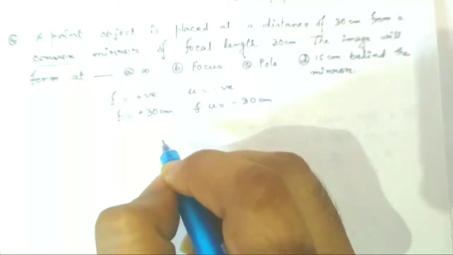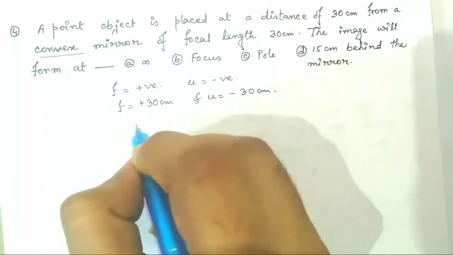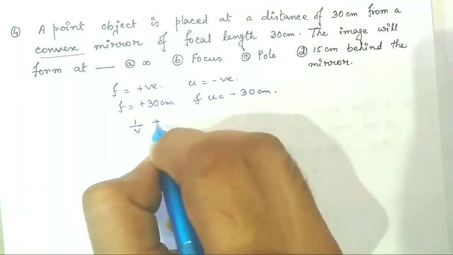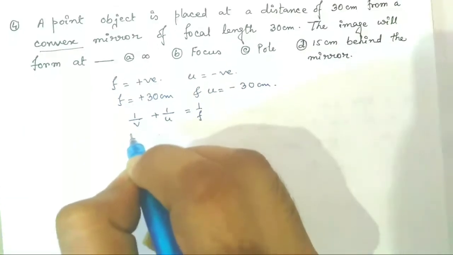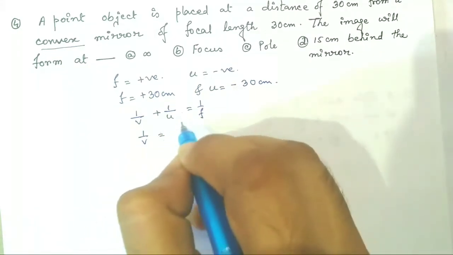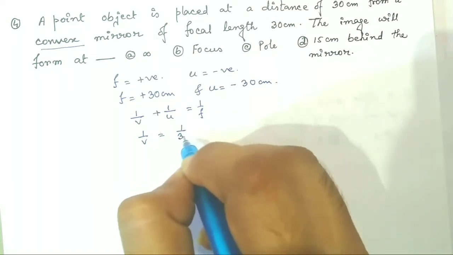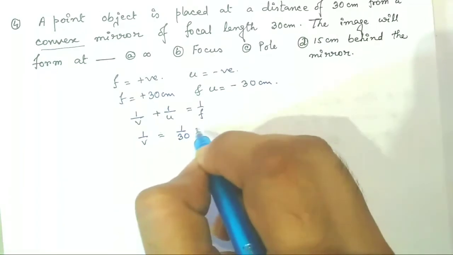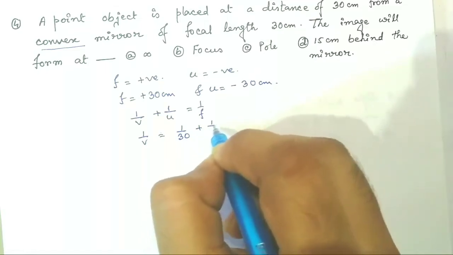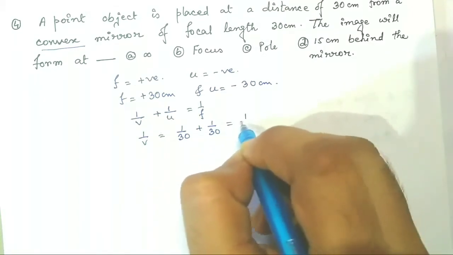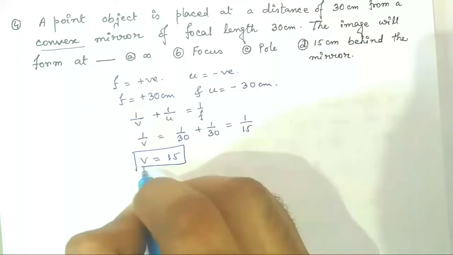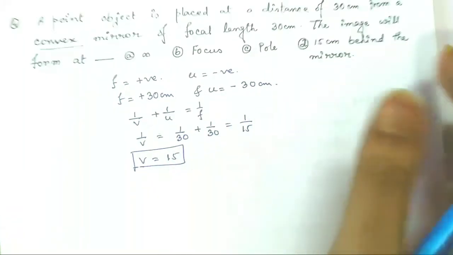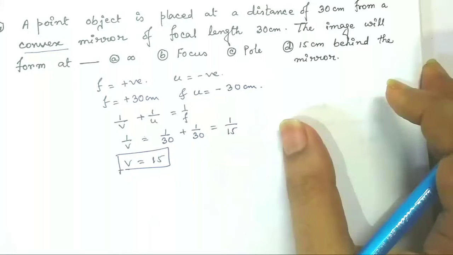minus 30 cm. Now using the mirror formula, we can write 1 by v plus 1 by u equal to 1 by f. So 1 by v equal to 1 by f minus 1 by u, that is 1 by 30 plus 1 by 30, that is 1 by 15. So v equal to 15. That is, the image will be formed at 15 cm behind the mirror.